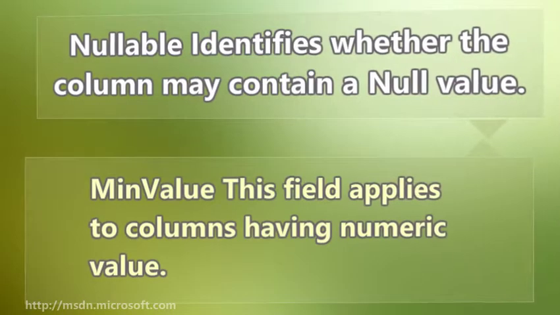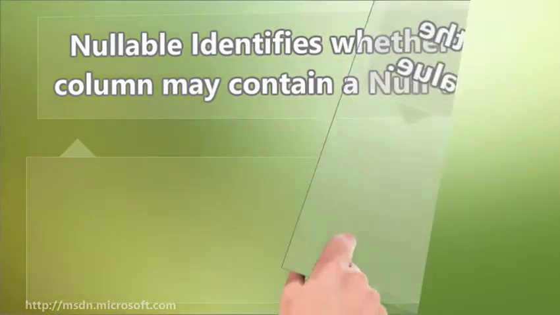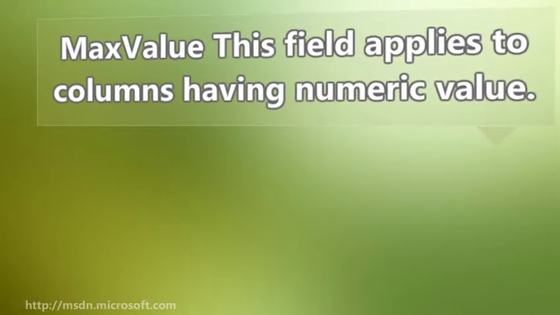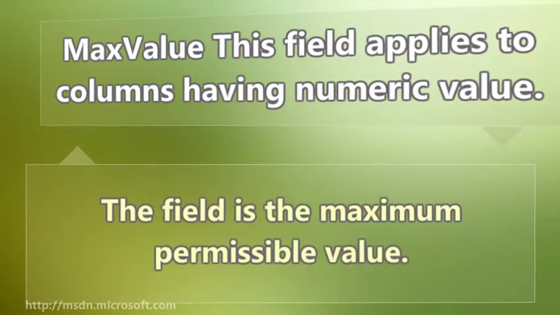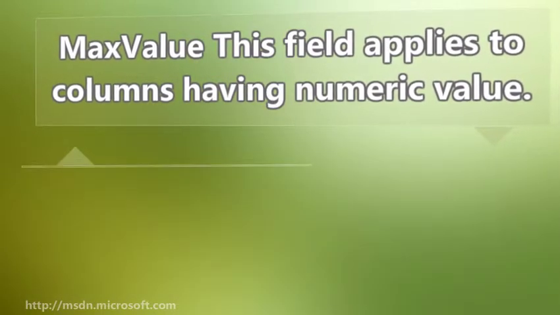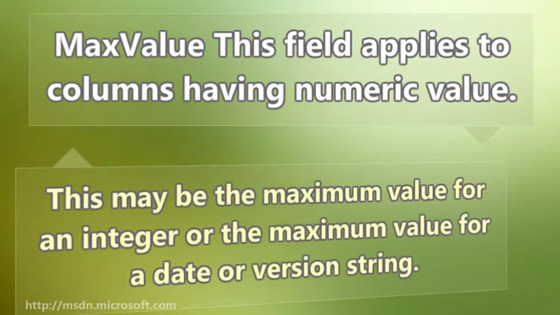MinValue: this field applies to columns having numeric value. The field contains the minimum permissible value. MaxValue: this field applies to columns having numeric value. The field is the maximum permissible value. This may be the maximum value for an integer or the maximum value for a date or version string.